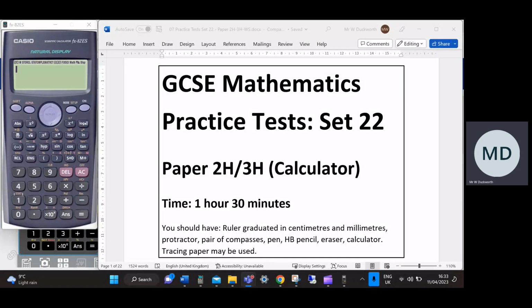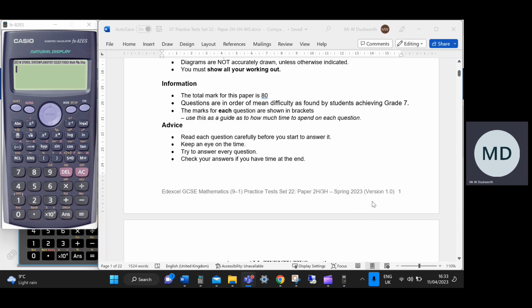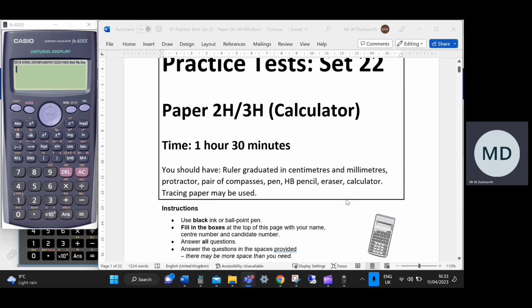Today we are sticking with the very current Edexcel papers. Today we're looking at set 22 of their practice paper range. This is the 2H/3H calculator. So they write one paper in these later practice tests to cover content from paper 2 or paper 3. This was written in spring 23, so very modern paper.